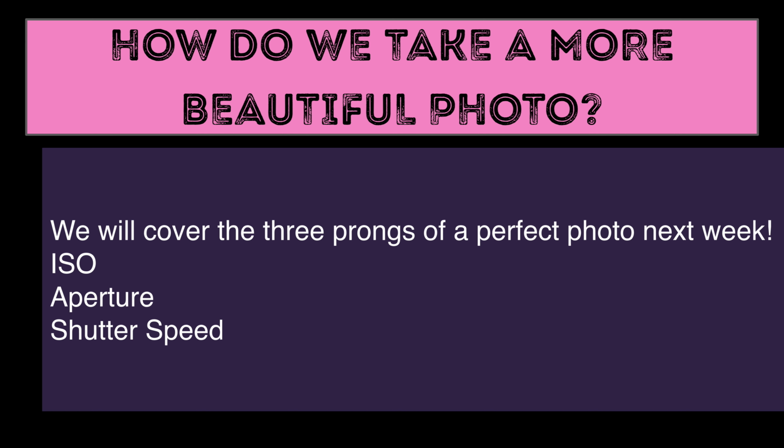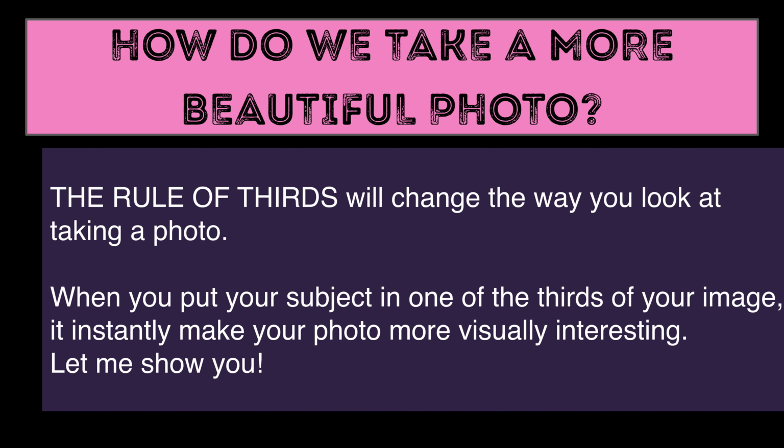Next week we're going to cover the three prongs of a perfect photo: ISO, aperture, and shutter speed. But this week we're going over the rule of thirds. The rule of thirds will change the way you look at taking a photo. When you put your subject in one of the thirds of your image, it instantly makes your photo more visually interesting. So for the rule of thirds, we're going to separate an image into three pieces.